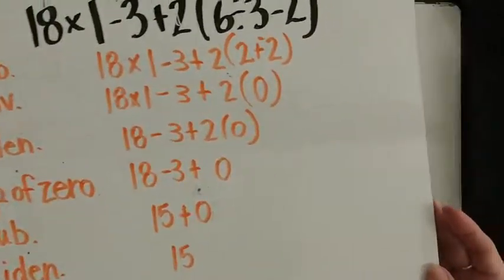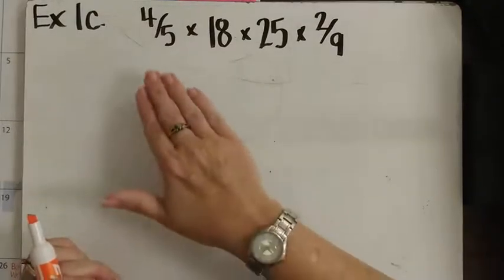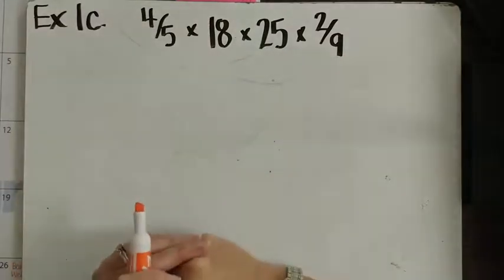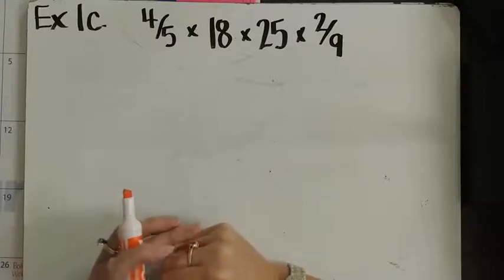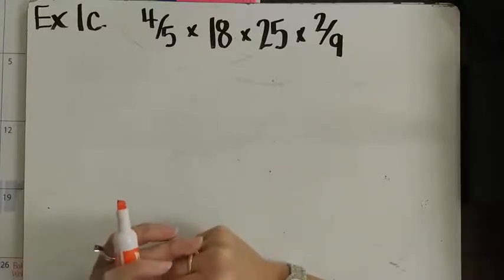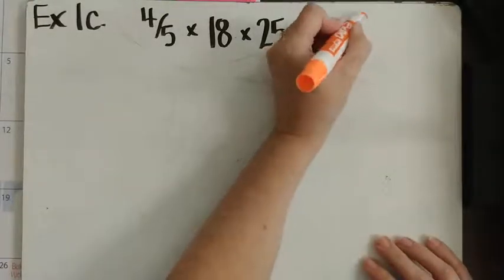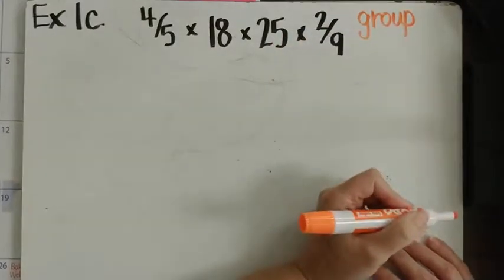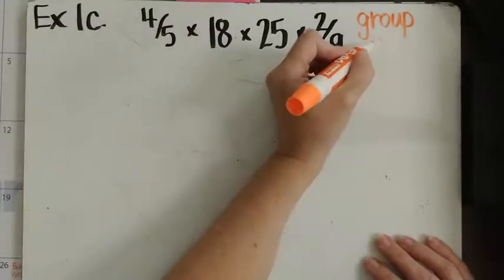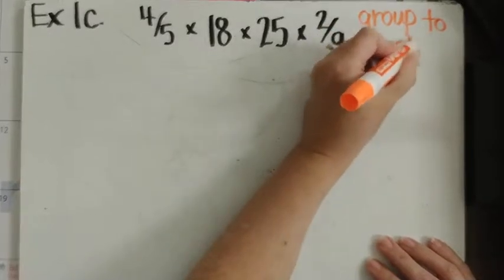Let's look at example 1C. Example 1C, we have a lot of multiplication here, and it's all multiplication. Anytime you have all multiplication or all addition, you want to think of associative properties and commutative properties. And you want to be able to group these so that when you multiply them, you can get whole numbers. So you want to come up with groupings to make whole numbers.